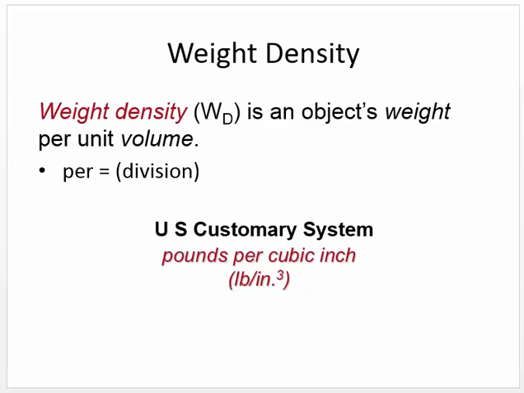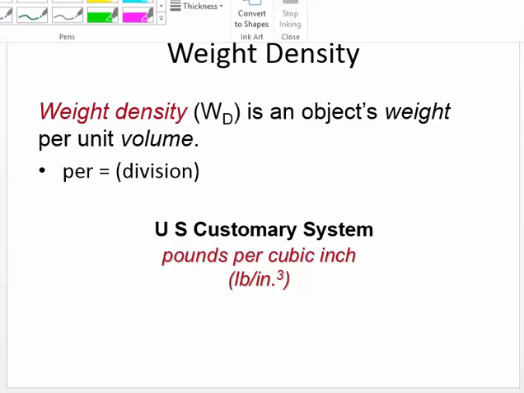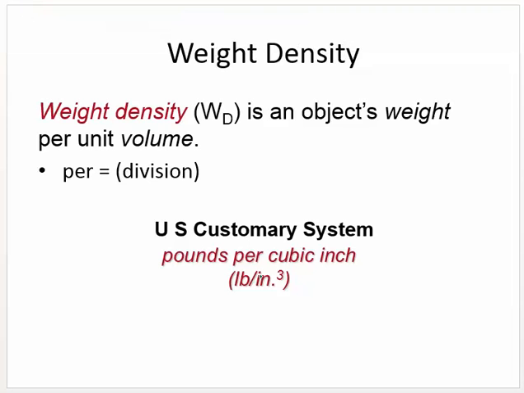Weight density, all right, is an object's weight per unit volume. All right. Notice down here we have pounds per cubic inch. So the volume is still the same from the day we talked about density. We're still using volume, but now instead of using mass on top, instead of it being mass density, it's weight density. So we're using a unit that refers to pounds. It could also be newtons per cubic centimeter because newtons is a weight.